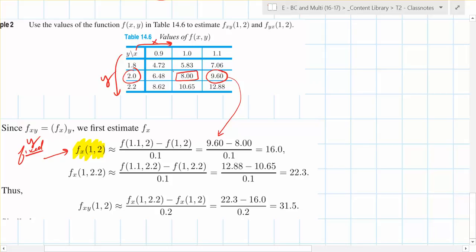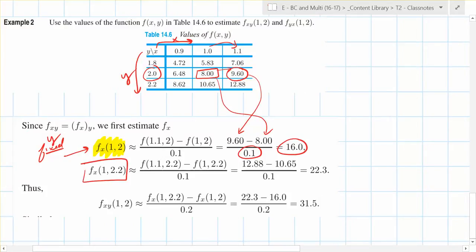And what are you subtracting? Where's 8.0? Oh, they just went forward one. I see. They went forward one. So there's the 8.0 right there. Nice. And then how far forward did you go? Just 0.1, right? So that's fx. That's 16.0. But then, what's this right here? fx22. What's that? 88. And there's the 10.65. There's the 12.88. And then there's the 10.65. So what did they end up with? 2 of them. They ended up with 16.0 and?